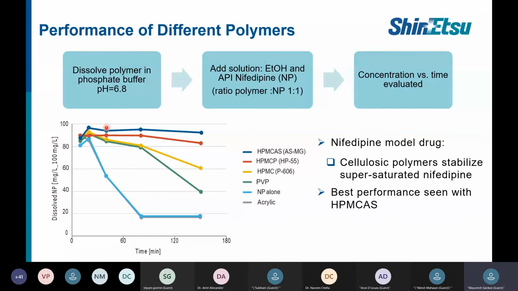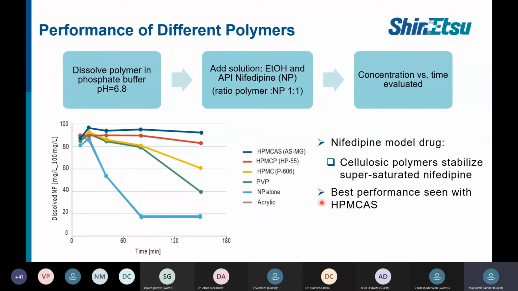So that is what we can say is the advantage of the cellulosic polymers. You can see mostly in case of HPMC AS, which is very much effective in maintaining the profile throughout the duration of the dissolution profile. So cellulosic polymers, as I said, stabilize the supersaturated nifedipine. That's why the best performance can be seen with HPMC AS polymer.